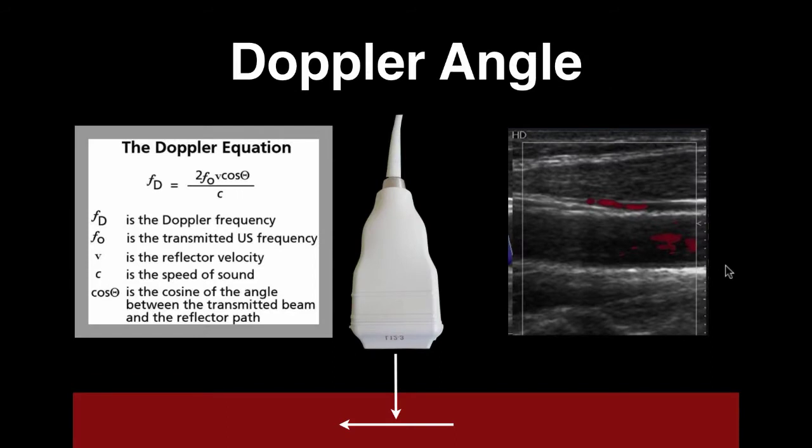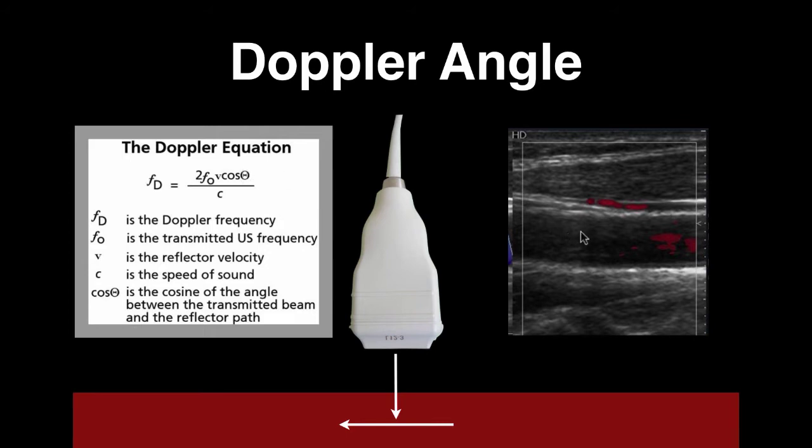Let's take a look now at scanning techniques, because this is the heart of everything. Keep in mind that the Doppler angle is going to be essential. When you look at the Doppler equation, you've got the cosine of theta here in the numerator. So the closer you are to 90 degrees, the less information you're going to get. And when you're at 90 degrees, that number is 0, so you get no information.